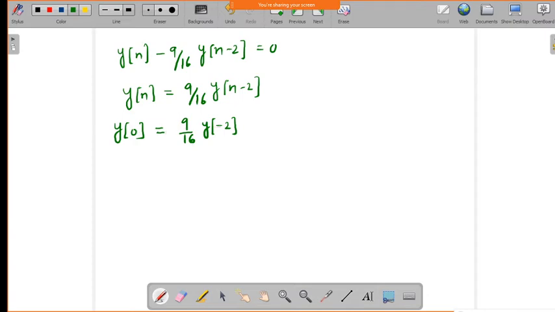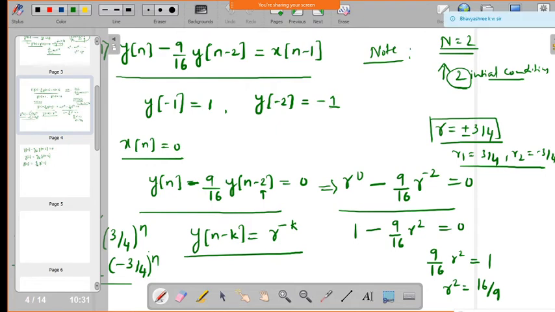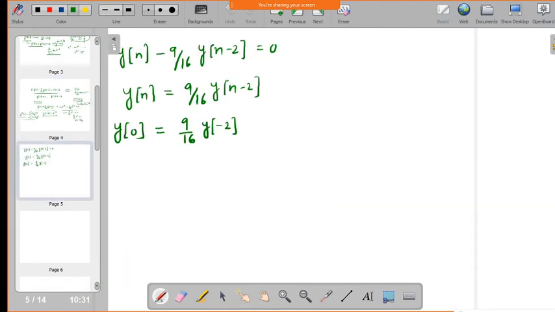So now what is the initial condition which is given, y of minus 2? You can see here y of minus 2 is nothing but minus 1. Okay. So you substitute the value, so what you will get? We will get 9 by 16 into minus 1. So what is the y of 0 value? Y of 0 value is nothing but minus 9 by 16. Okay.